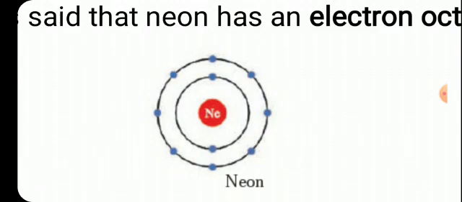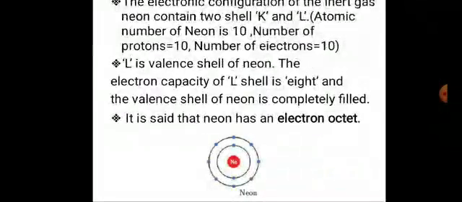And here in neon, L shell is completely filled, and therefore neon has an electron octet. Octet means 8. L shell is the outermost shell for neon, and it is completely filled, and therefore it is said that neon has an electron octet.